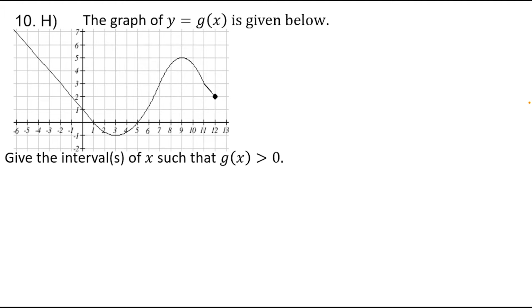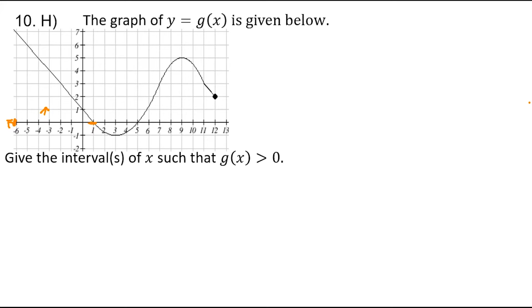Okay, so if we look here, from this point to this point, and it continues on. So basically, this is going to negative infinity, going that way. Everything is above the x-axis.